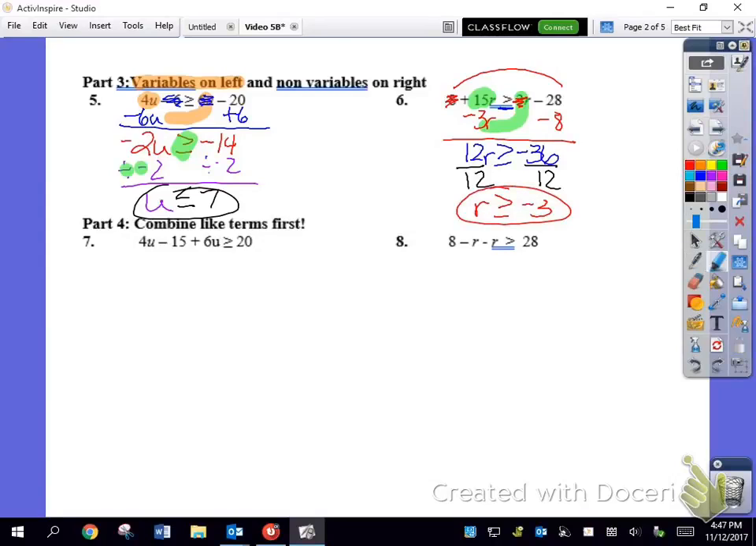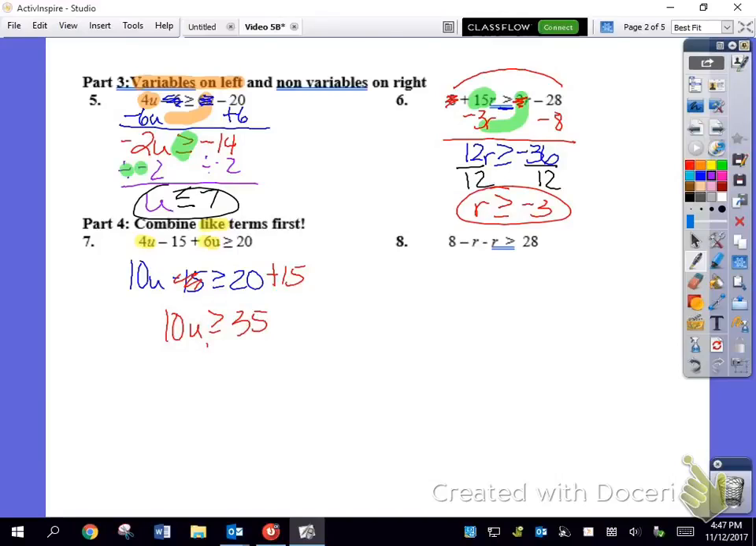On number 7, the very first thing you're going to do is look for like terms. On the left side, 4u and 6u are the same. So I'm going to combine those together. That's 10u minus 15 is greater than or equal to 20. Now I want to solve just like I did earlier. So move the 15, becomes a positive 15. 10u is greater than or equal to 35.